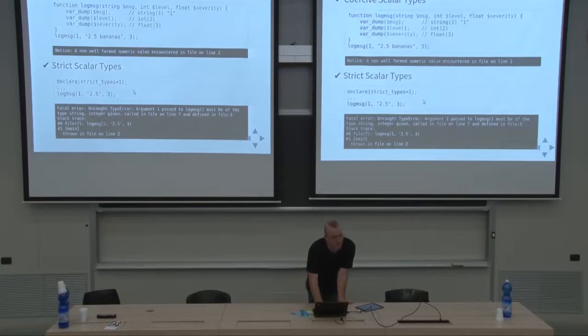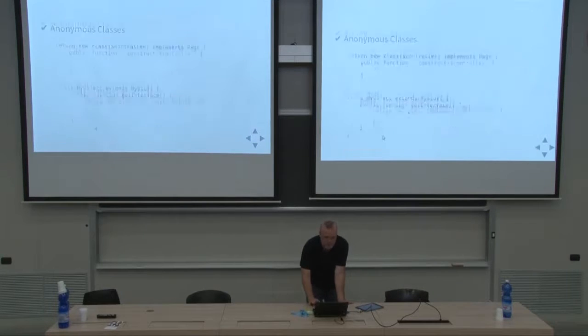Now, you can turn everything strict, and you can say, okay, now I've been playing around with coercive types. This is a library function. I want the right types, damn it. I want them everywhere. And you can say declare strict types equals one. And now you're going to get very strict error messages. It'll give you a fatal error on this one here, saying, wait, you cannot pass an integer. This wants a string. Stop right here. So those are the two modes for scalar typing.